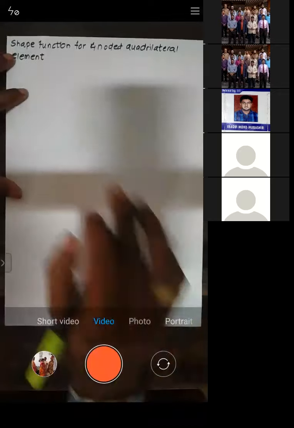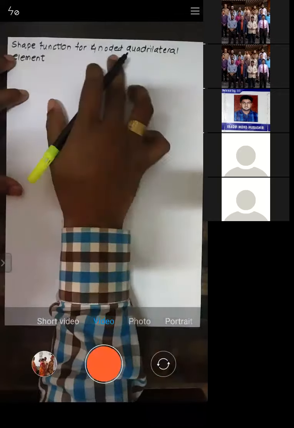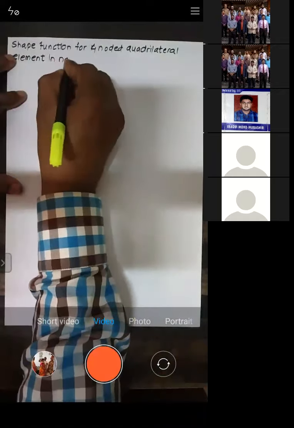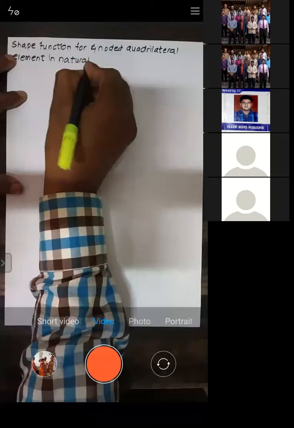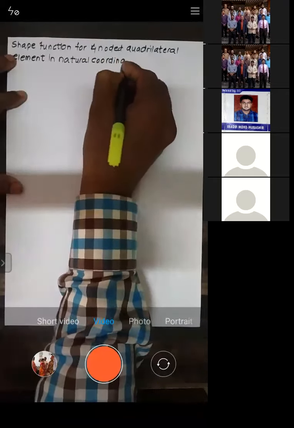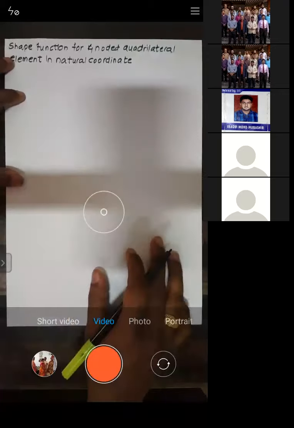See, there is a difference between rectangular and quadrilateral, right? So what we are going to do is we are going to see the shape function for four noded quadrilateral element in a natural coordinate. In a natural coordinate only we see. Okay, so let's see. All of you just see here.